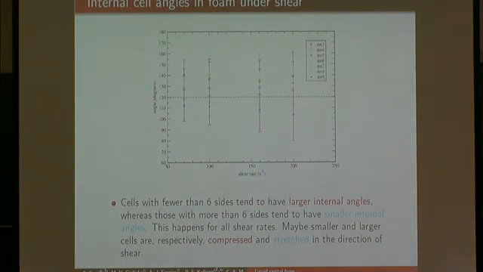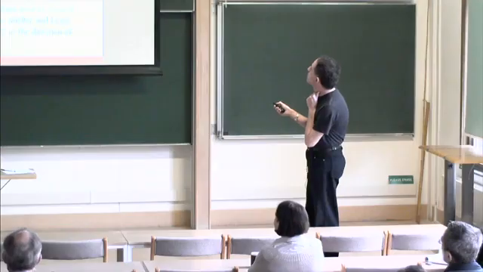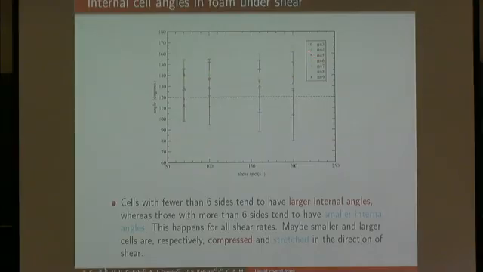Right, so first we look again at internal angles in a foam under shear. And what we find now, this is again the baseline, the 120 degree line. And now we again have very large errors. But what we find is that cells with fewer than 6 sides tend to have larger internal angles. So red, which is 3 sides, is there, there, and there. The blue triangles, which are 5 sides, are there, and there.